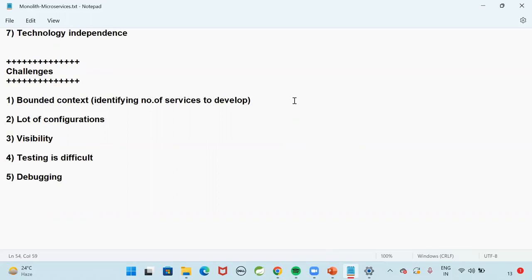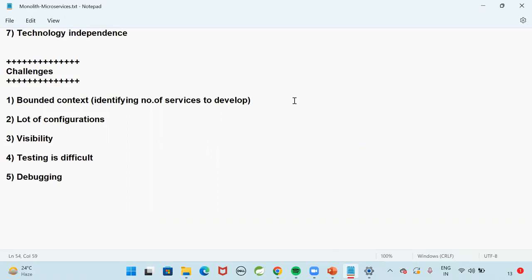And configurations. So security configuration, database configurations, and actuator configuration. Several places in all the services we need to do some common configurations. Configurations will become duplicate when you go for microservices.